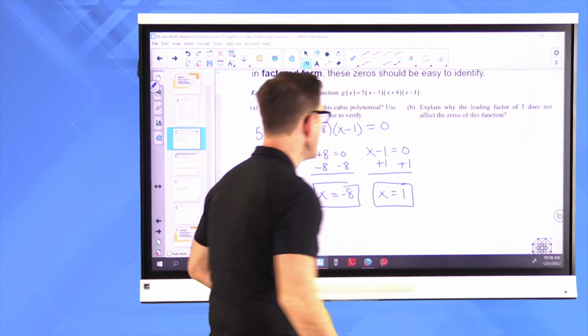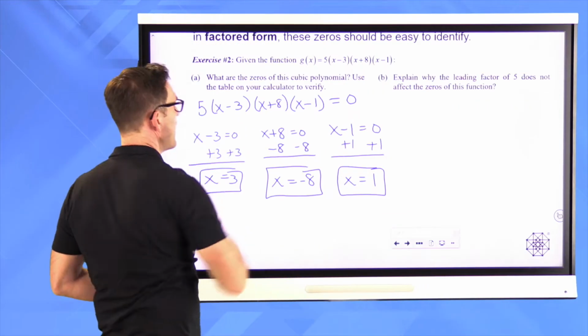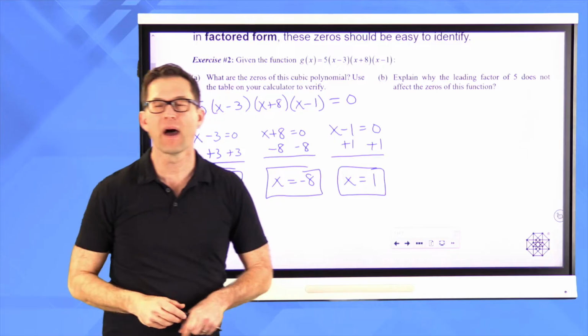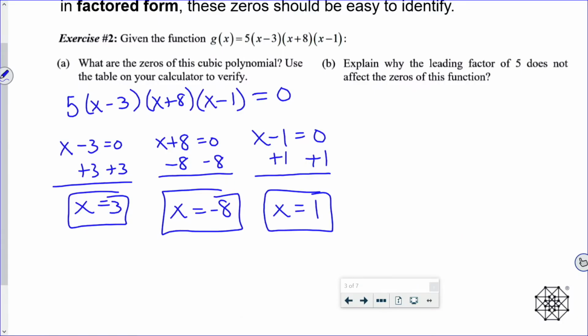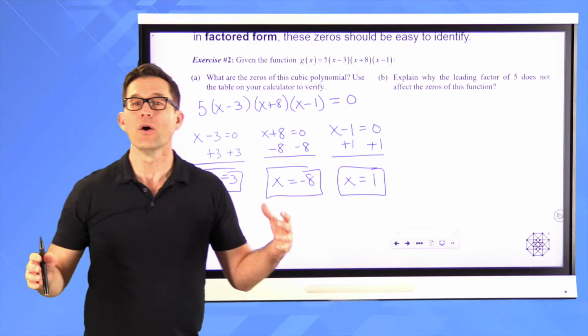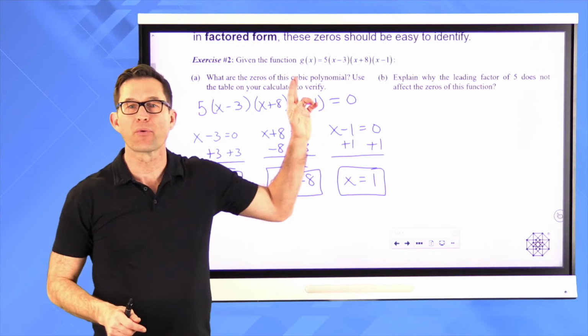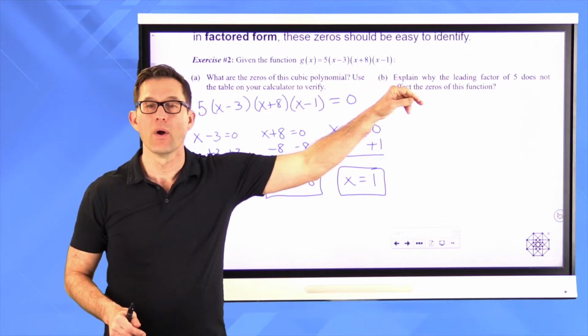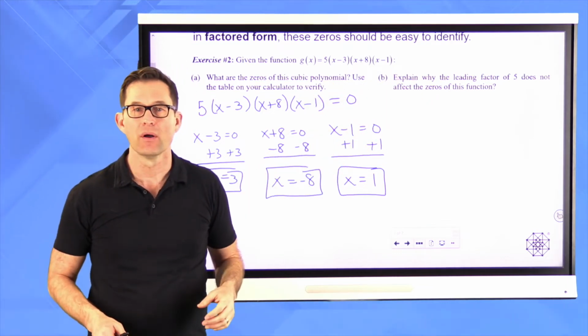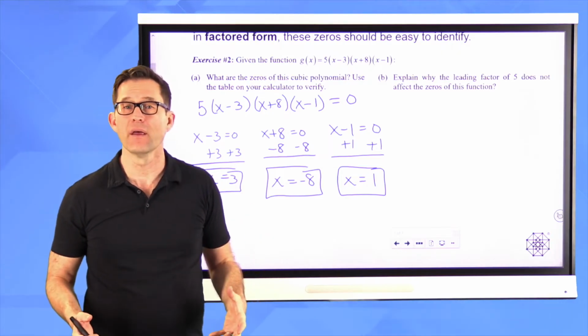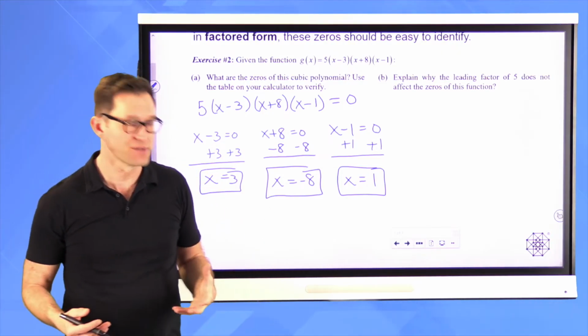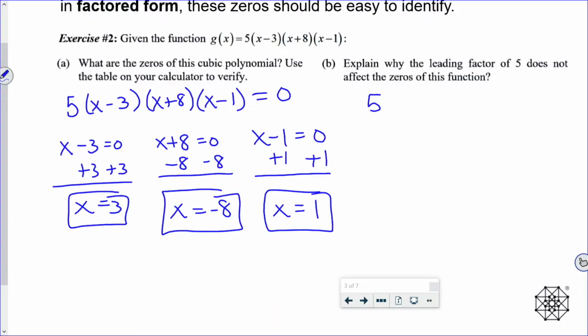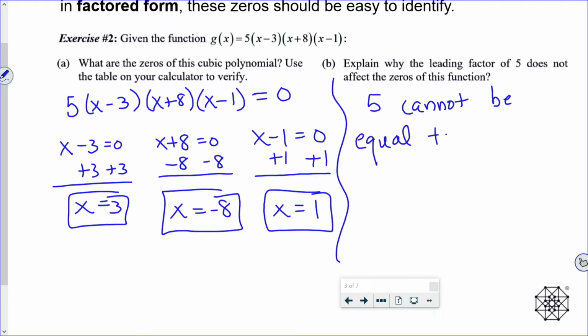All right. Now, let's briefly talk about, yet again, why the 5 doesn't matter. So that's in letter B. Explain why the leading factor of 5 does not affect the zeros of this function. All right, well, it's this simple, right? If I've got the product of multiple things equal to 0, then one of them has to be equal to 0. But the 5 just can't be equal to 0, right? You know, 5 times 0 is still 0. So 5 cannot be equal to 0.